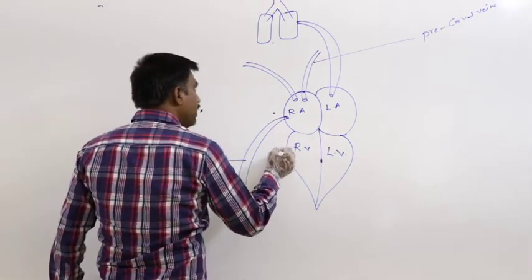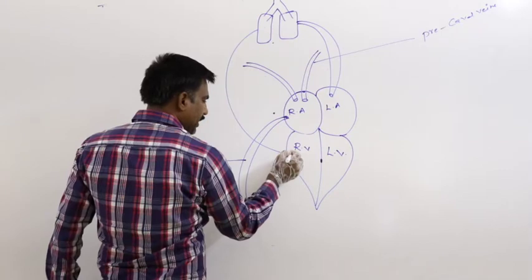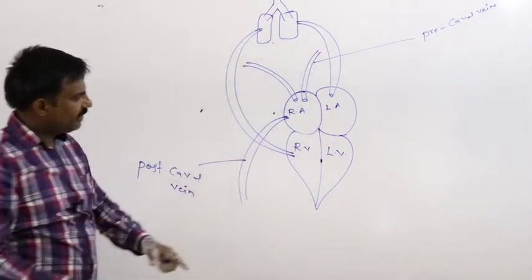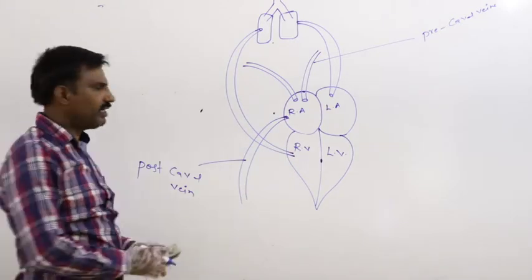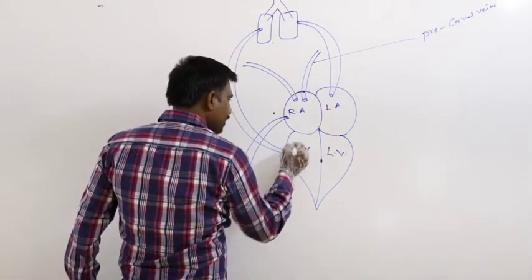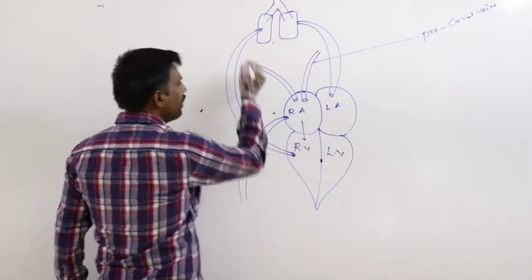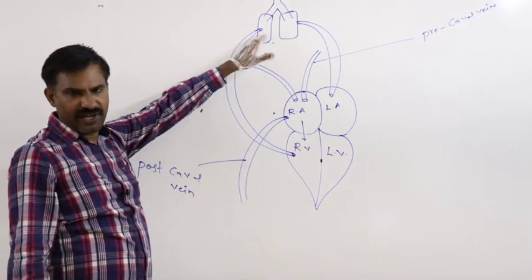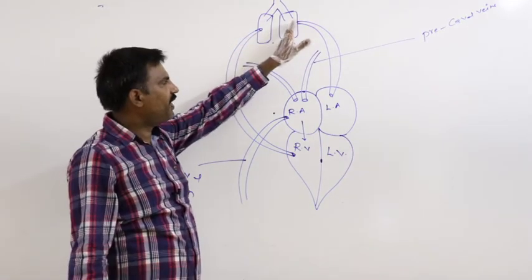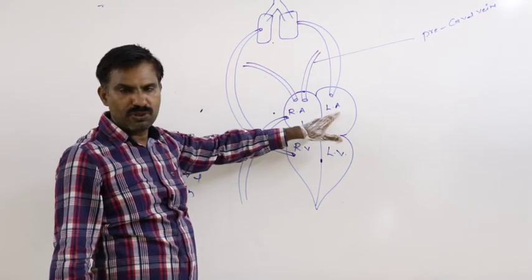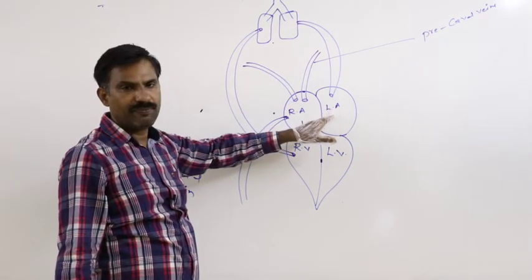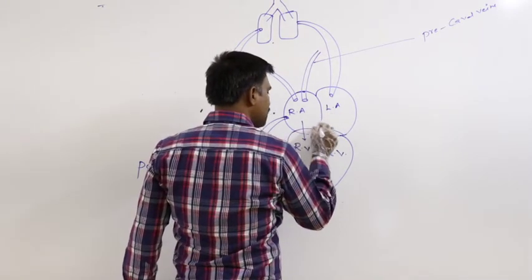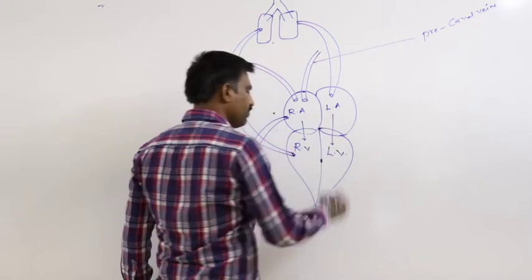Again, from the right ventricle, deoxygenated blood is supplied to the lungs. In the lung, that blood gets purified. That purified blood is later pumped to the left atria. From the left atria, that oxygenated blood is pumped into the left ventricle.